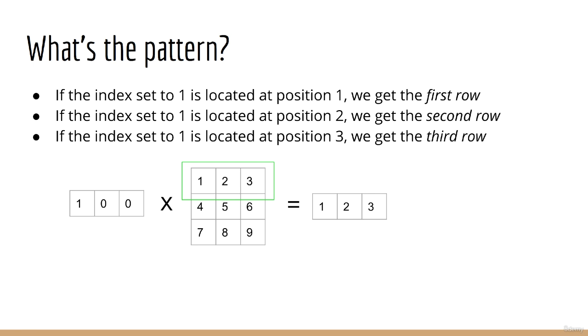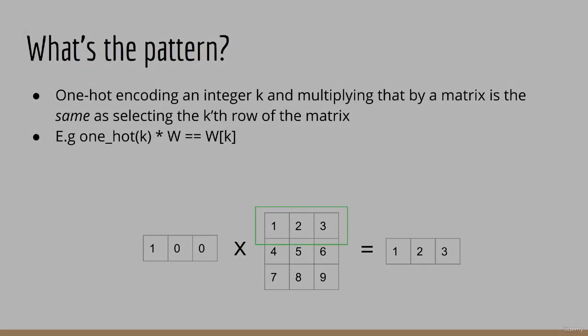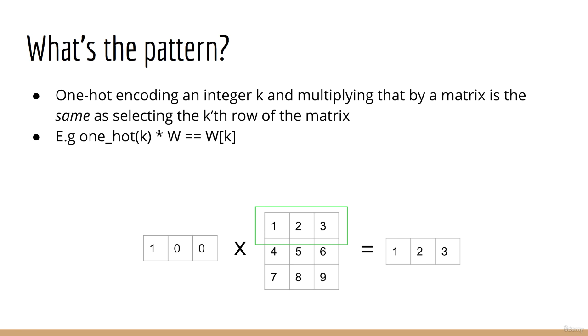So what is the pattern we see? If the index in the one-hot encoded vector which was set to 1 was 1, then we get the first row of the weight matrix. If the index was set to 2, then we get the second row of the weight matrix. If the index was set to 3, then we get the third row of the weight matrix. In other words, if we one-hot encode the integer k and multiply it by the weight matrix, all that's really doing is selecting the kth row of the weight matrix.